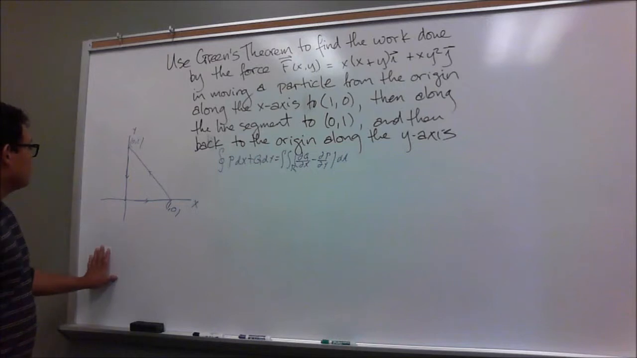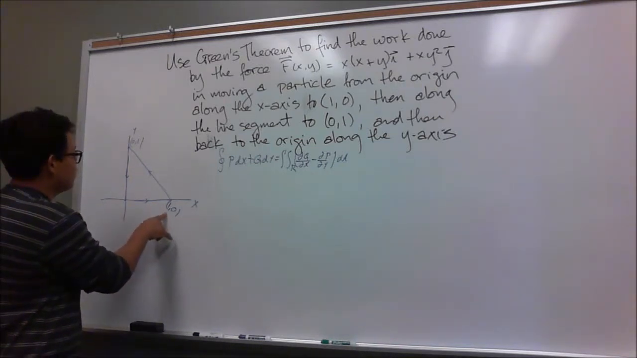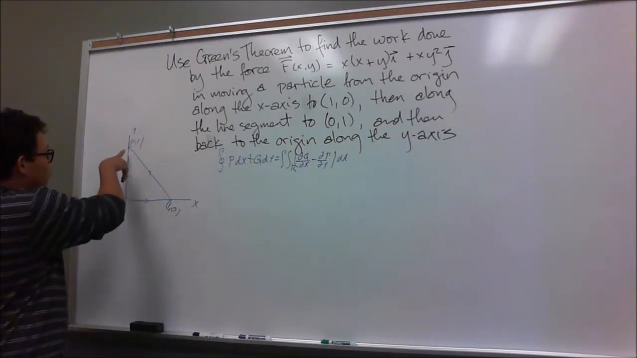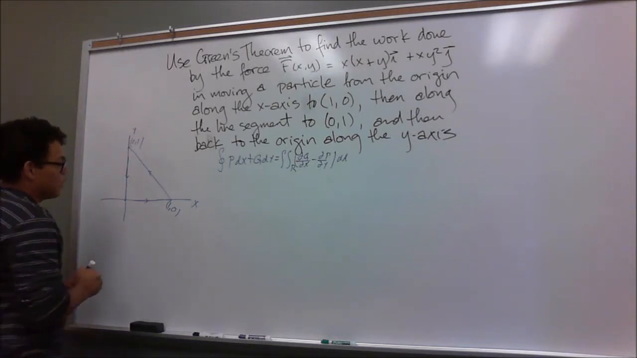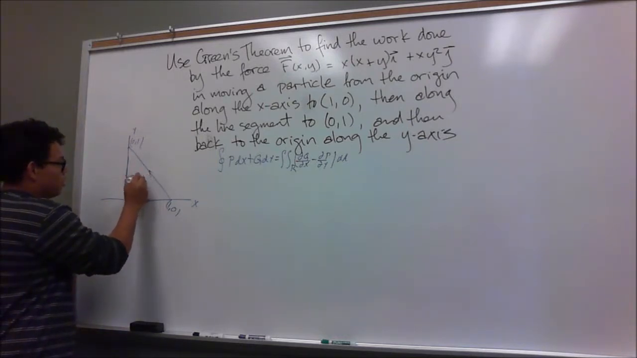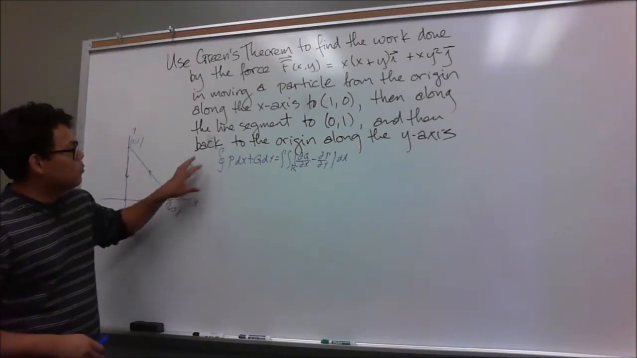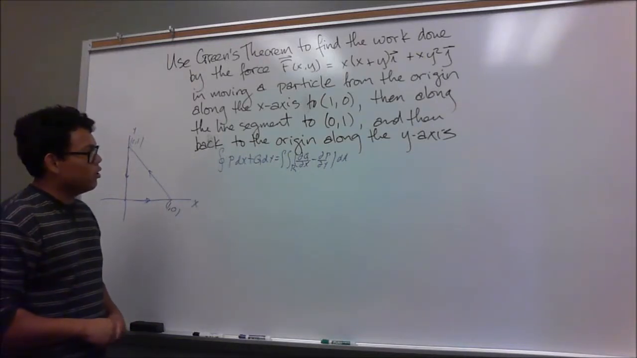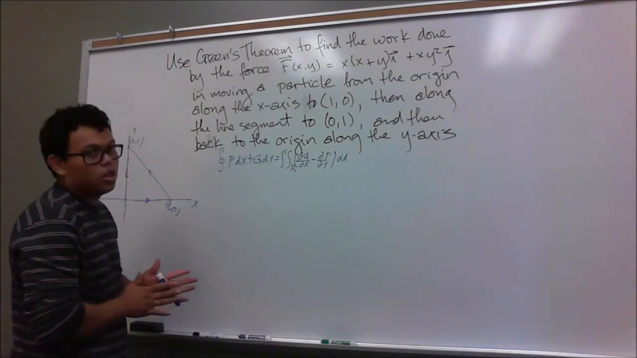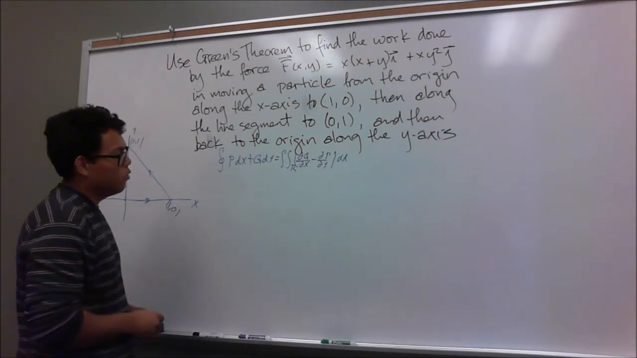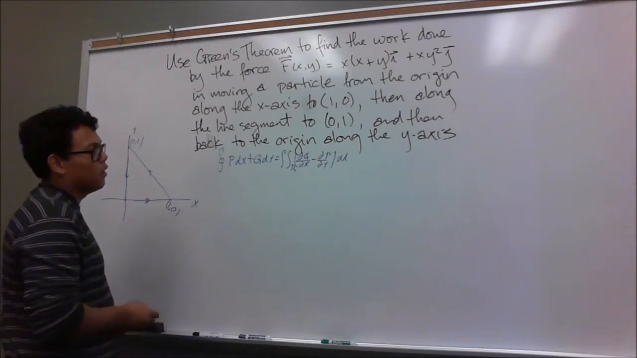So here I have drawn my path. We're going from the origin to the point (1, 0), then from this point to the point (0, 1) along this segment, and then back to the origin along the y-axis. And we have here our orientation going positive. Now we're asked to use Green's theorem, which we have here. The line integral of P dx plus Q dy is equal to the double integral over the region of the partial of Q with respect to x minus the partial of P with respect to y, dA.